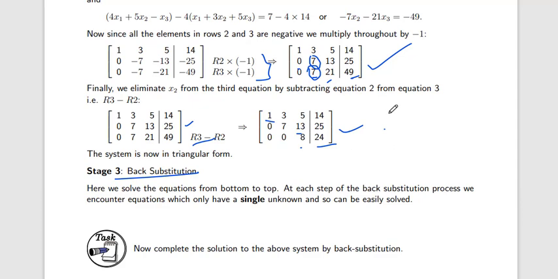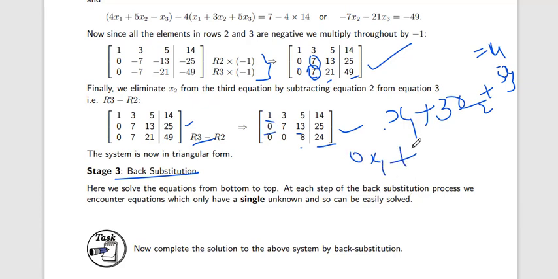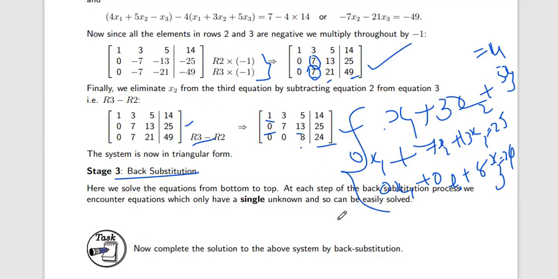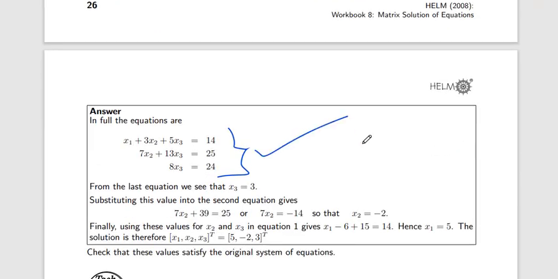This is the coefficient of x1, this is the coefficient of x2: x1 plus 3x2 plus 5x3 is equal to 14. Then 0x1 plus 7x2 plus 13x3 is equal to 25. Then 0x1 plus 0x2 plus 8x3 is equal to 24. So we convert the matrix form into these three linear equations.